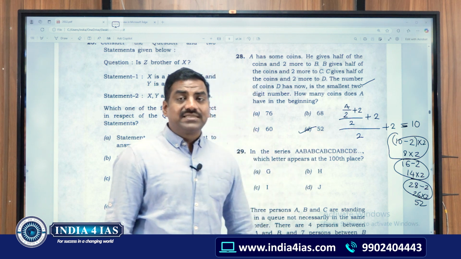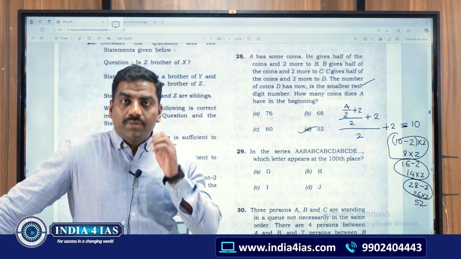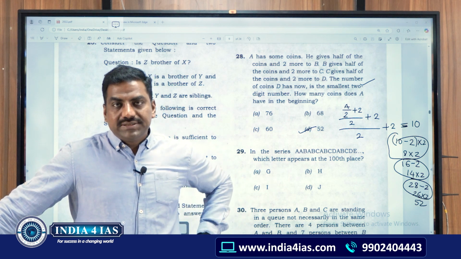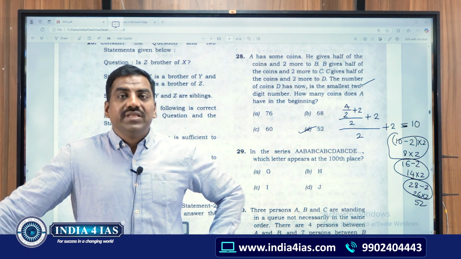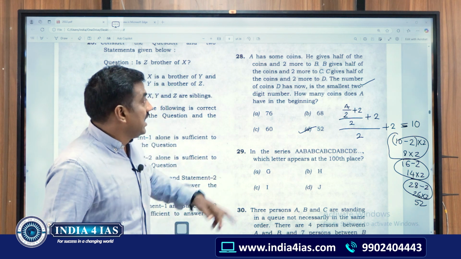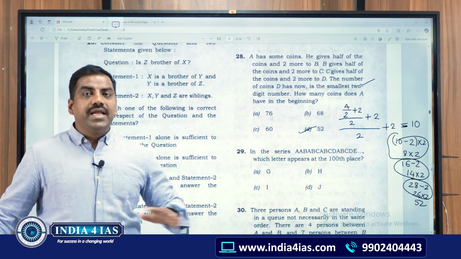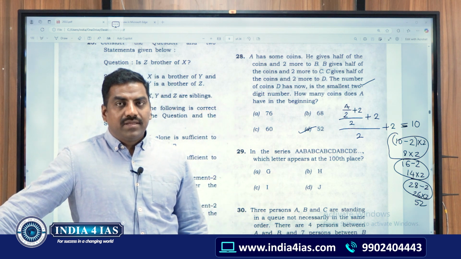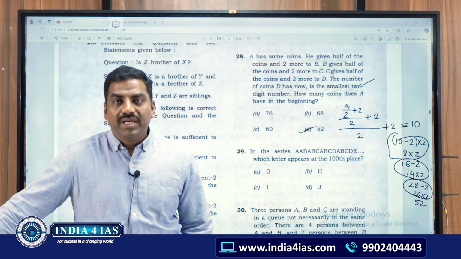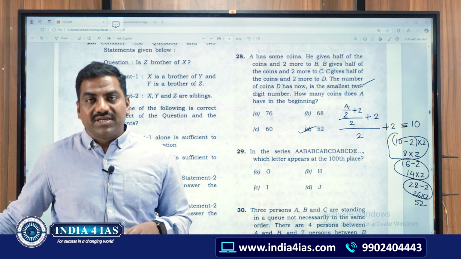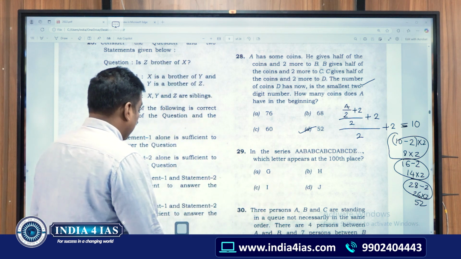But here there is a chance that people will get confused, believing that B had already some coins and C had already some coins and D had already some coins. No, in this case they have not given. Directly they have started: A has some coins. That's it. B, C, D, we don't have anything. So, whatever A gives to B, that is the treasure of B. Whatever B gives C, that is the treasure. Whatever C gives D, that is the treasure. This is how you have to calculate.